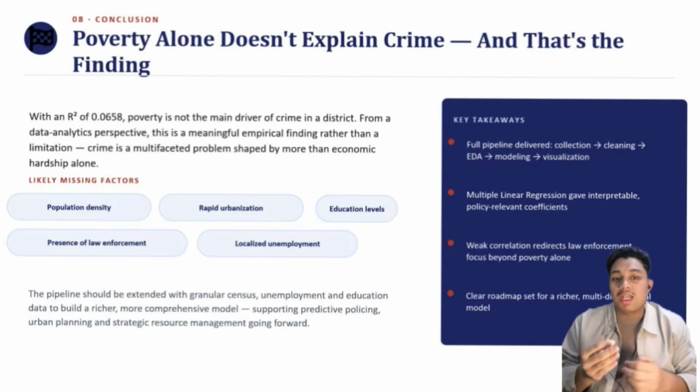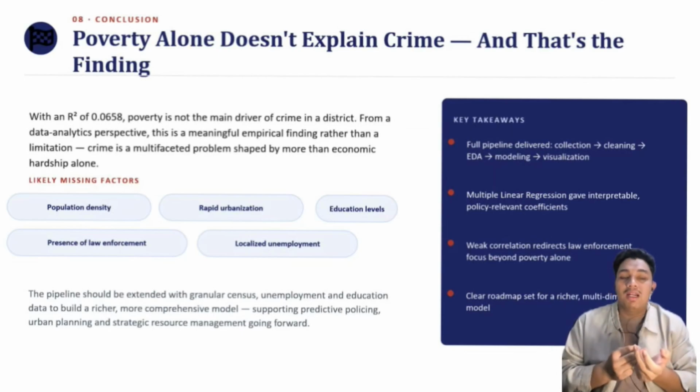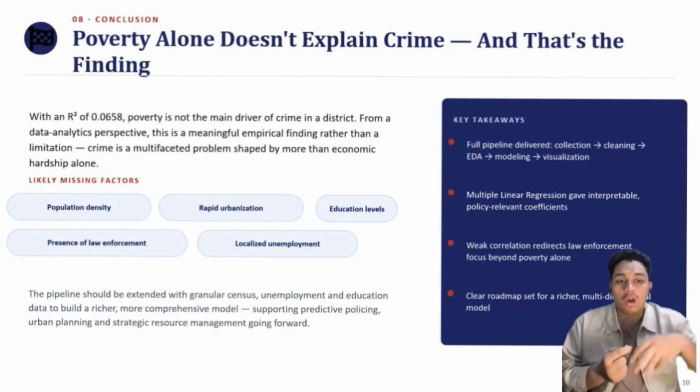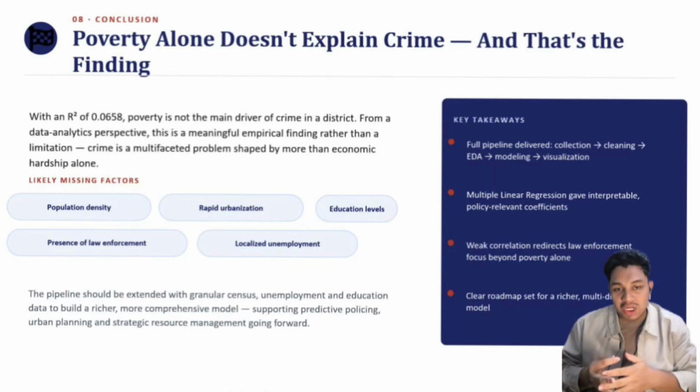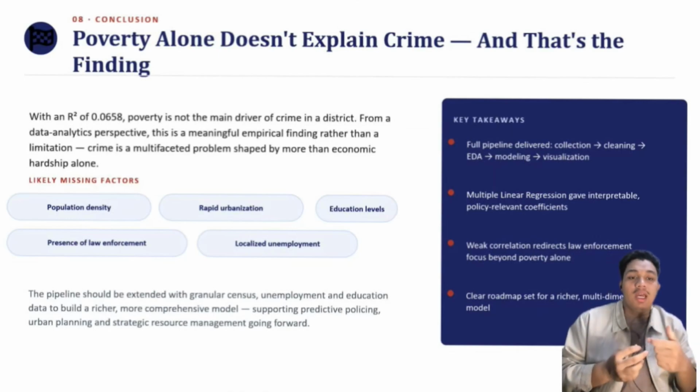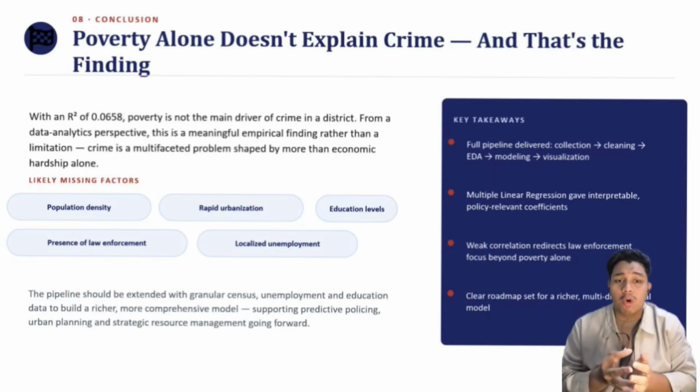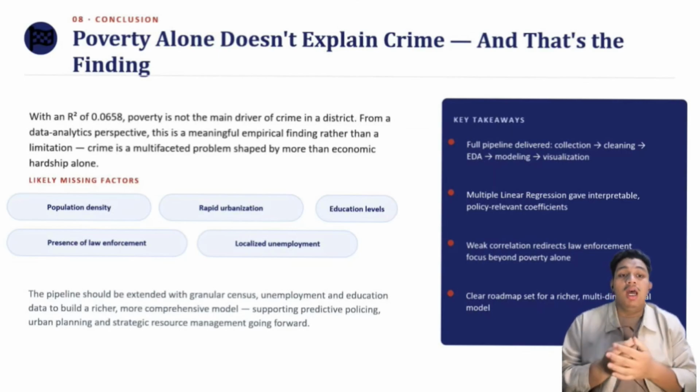Things like population density, urbanization, presence of law enforcement, localized unemployment, and education level. Moving forward, we recommend extending this pipeline with more granular data like census information, unemployment rates, and education data to build a richer and more comprehensive model that can support predictive policing, urban planning, and also strategic resource management.